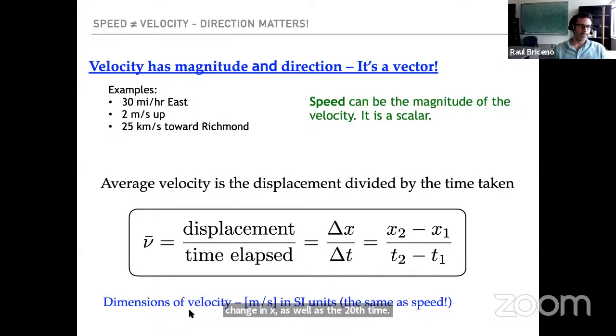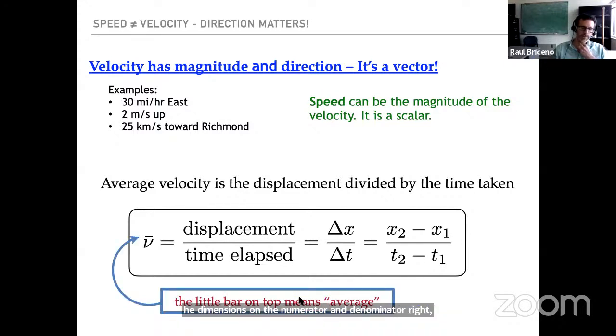The dimensions of velocity, right? It depends. These are dimensional quantities, so it depends on the dimensions on the numerator and the denominator, which are meters per second, the same as speeds. And as always, this bar notation just means the average. We've used this a little bit, but it's worth emphasizing it. The little bar just tells you that you're taking the average.